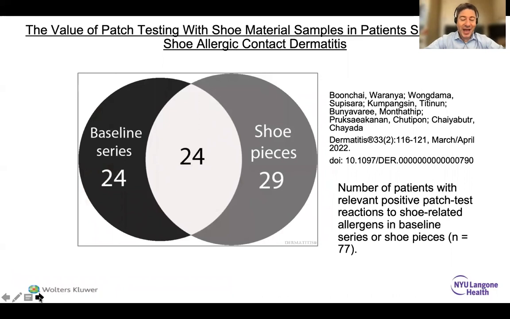So is there value in cutting up shoes and shoe parts when you're working up a foot dermatitis? This recent study would suggest that your baseline series can and will find some relevant allergens, but there are some sleeper allergens out there that you're going to miss. What I find pretty useful is the 6 or 8 millimeter punch biopsy, not into the patient's foot, but into different parts of the shoe.